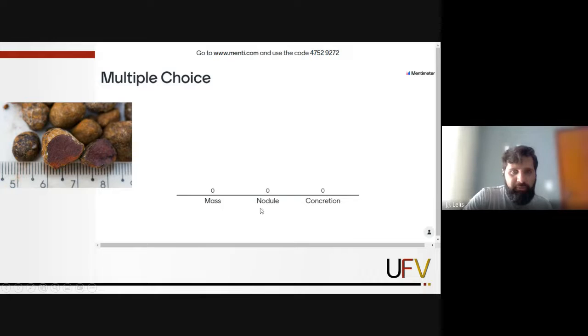Everyone agree with me? That's quite easy to understand. That's why this is not a mass, because this seems cemented. It's not easy to break this, but it's not a concretion because you can't see layers here. You just see a uniform mass of iron. Okay? Everyone agree? If anyone doesn't understand this, just let me know, okay?